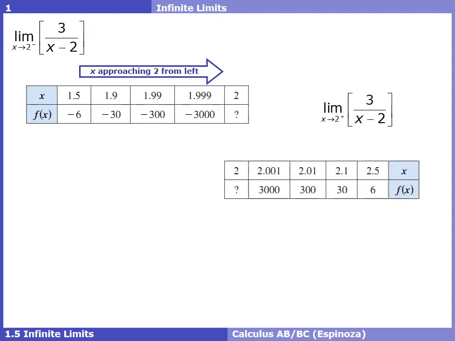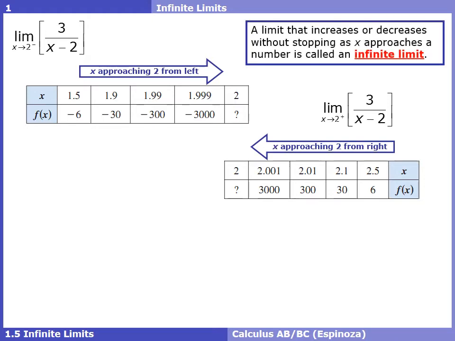So these numbers are getting very big in a negative direction, and I guess in a sense they're getting very small. If we take a look at what's happening to the right of 2 for the same exact function, again you'll notice as we approach 2 from the right, there's a pattern. And in this case, now we're going from 6 to 30 to 300 to 3000. So these numbers are getting bigger in a positive direction without stopping in terms of this pattern that we're noticing.